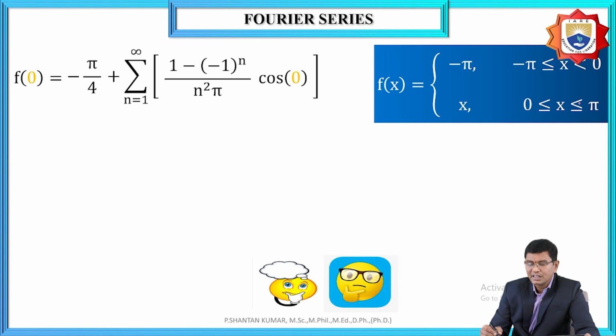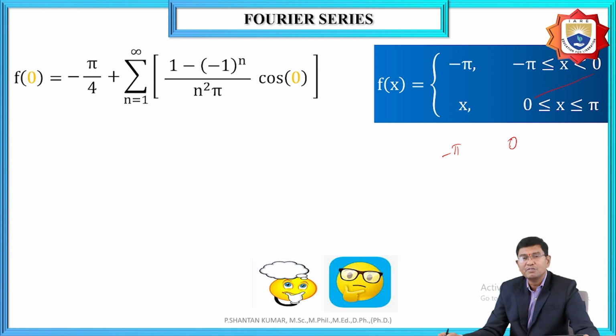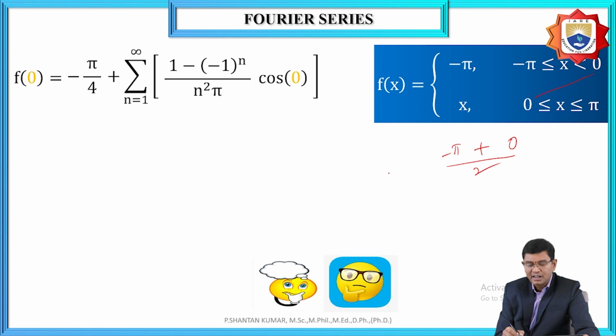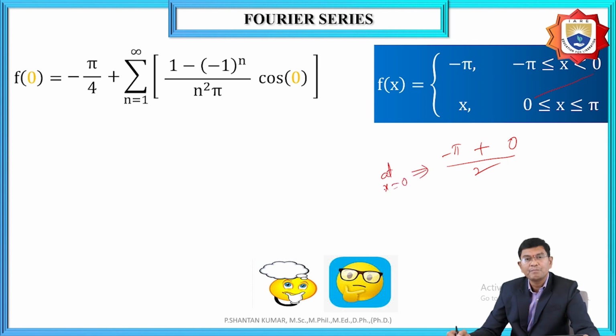And here while we are observing at 0, the given function exists in the mid of the part. That means LHS limit at 0 is minus pi, the RHS limit at 0 is 0. That means at x equal to 0 the left side value is minus pi and right side value is 0. Therefore, the function is a discontinuous function. And if the function is discontinuous, we need to modify or change it to continuous based on the average of the LHS limit and RHS limit values. That means at x equal to 0, the value of the given function is minus pi by 2. Therefore, this minus pi by 2 can be replaced in place of f of 0.